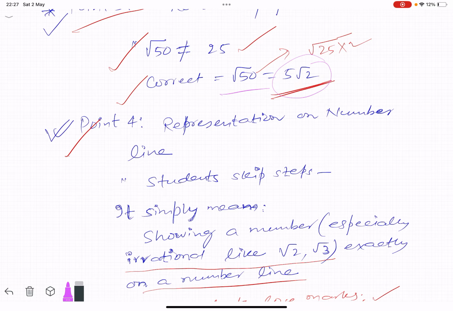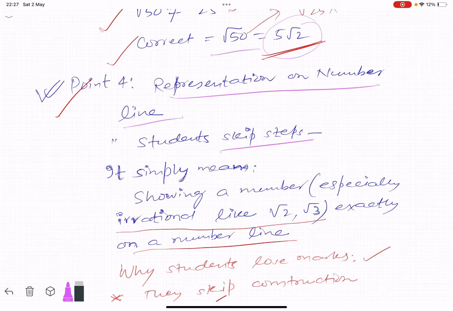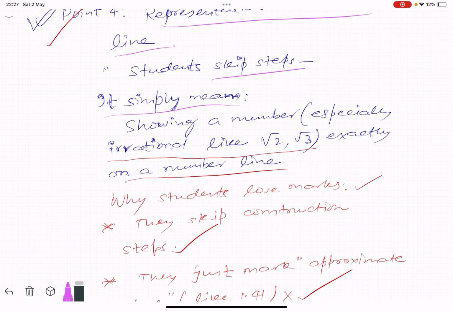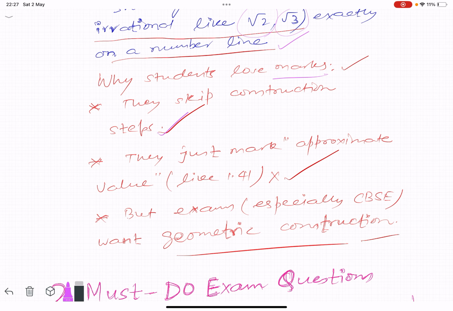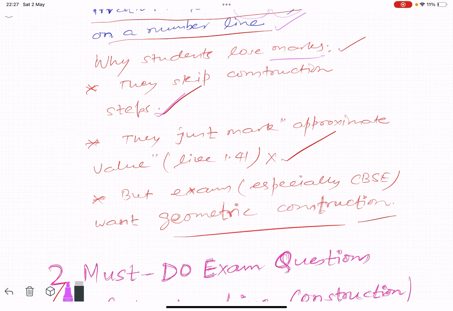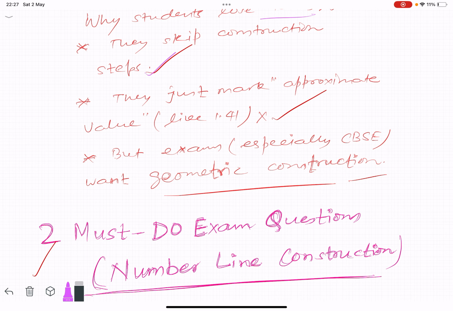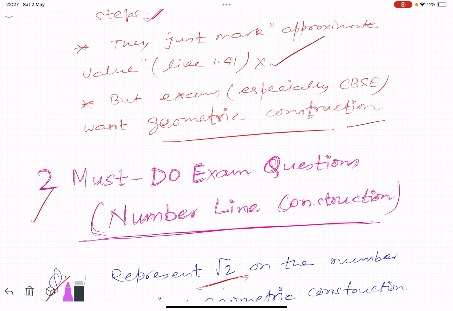Point 4, representation on number line. The students skip steps. It simply means showing a number, especially irrational like root 2, root 3, exactly on a number line. Why students lose marks? They skip construction steps. Second, they just mark approximate value like 1.41. But exams, especially CBSE, want geometric construction.